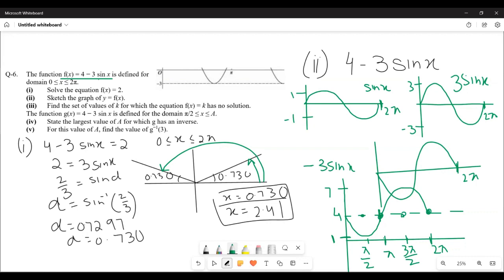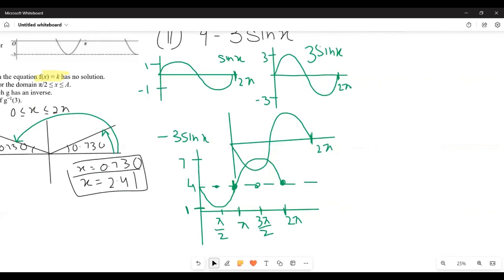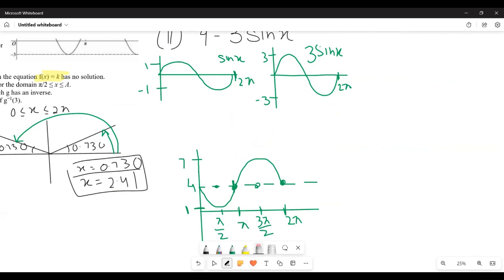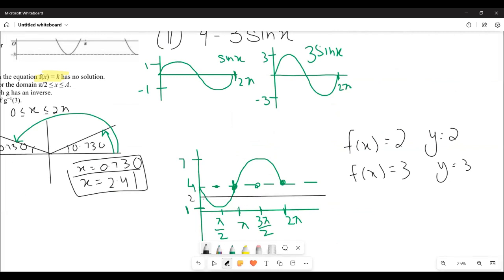Find the set of values of k for which f(x) equals k has no solution. K is a constant. What kind of a line is f(x) equals a constant? Like, what kind of line is f(x) equals 2 or f(x) equals 3? It's actually y equals 2 and y equals 3. And y equals 2 is a horizontal line like this. y equals 3 would be a horizontal line like this.